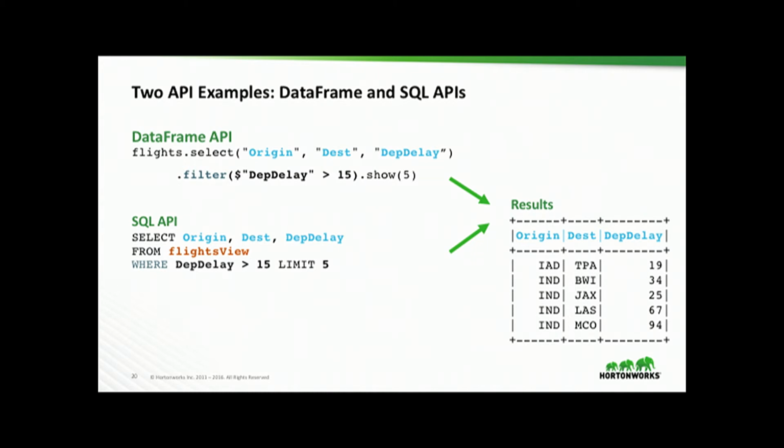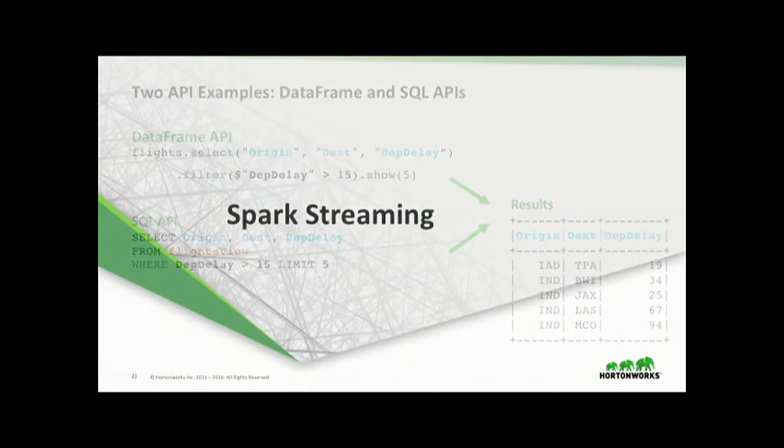On the other hand, you have the SQL API. As I mentioned previously, we've registered the flights view table. And we're doing the same thing, selecting the origin, destination, departure delay, and we're basically doing where departure delay is greater than 15 and limiting it to 5 results. And the result is the same. The result is the same because underlying it uses Spark Core, and Spark Core translates to the lower-level language, the RDDs that are underlying it, and the code executes in the same time.